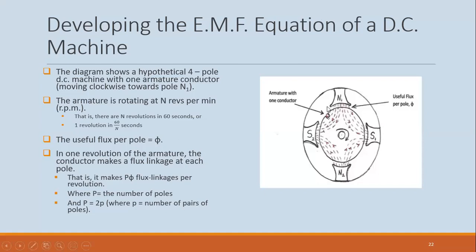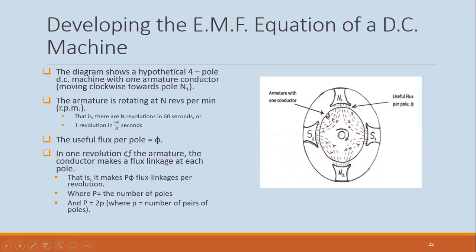All right, now let's say the armature is rotating at n revolutions per minute. So that would be n revolutions in 60 seconds. So the time for one revolution then would be 60 divided by n. So the time for one revolution is 60 over n seconds. Remember, n is in revs per minute.